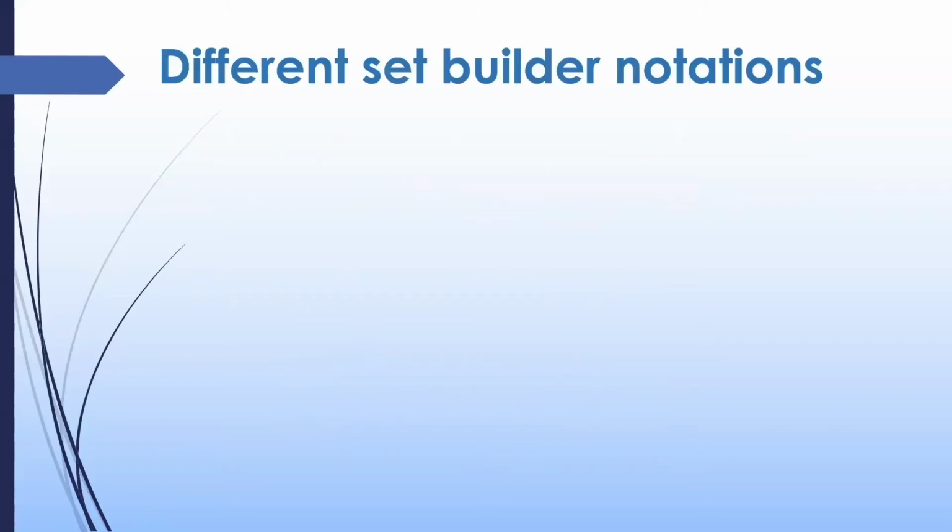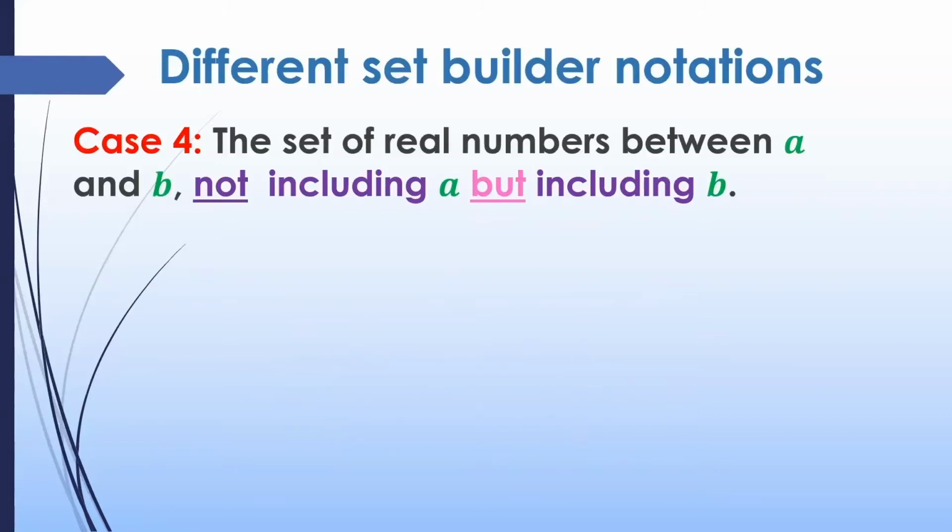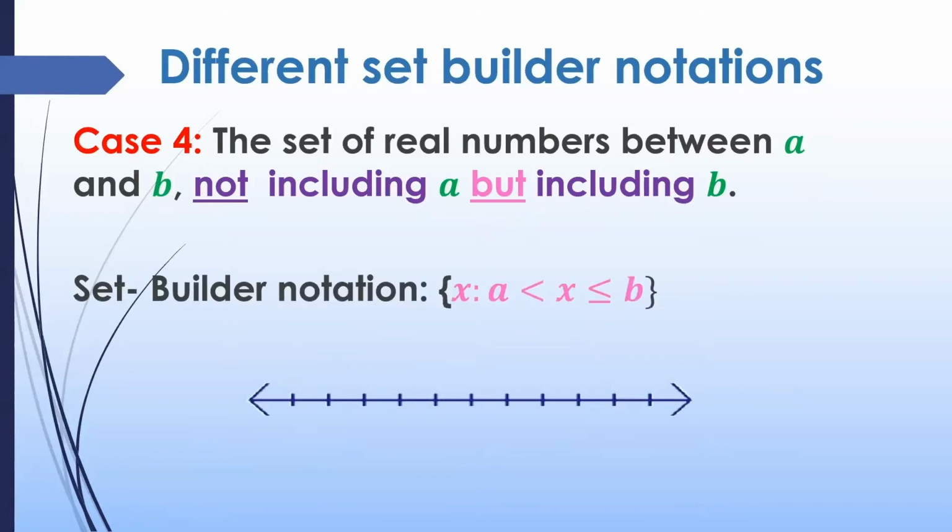The fourth case, the set of real numbers between A and B, not including A, but including B. So here A is not included, but B is included. So I'm going to have an unshaded circle at A and a shaded circle at B. And in set builder notation, we're going to have this statement, X such that X lies between A and B, including B.